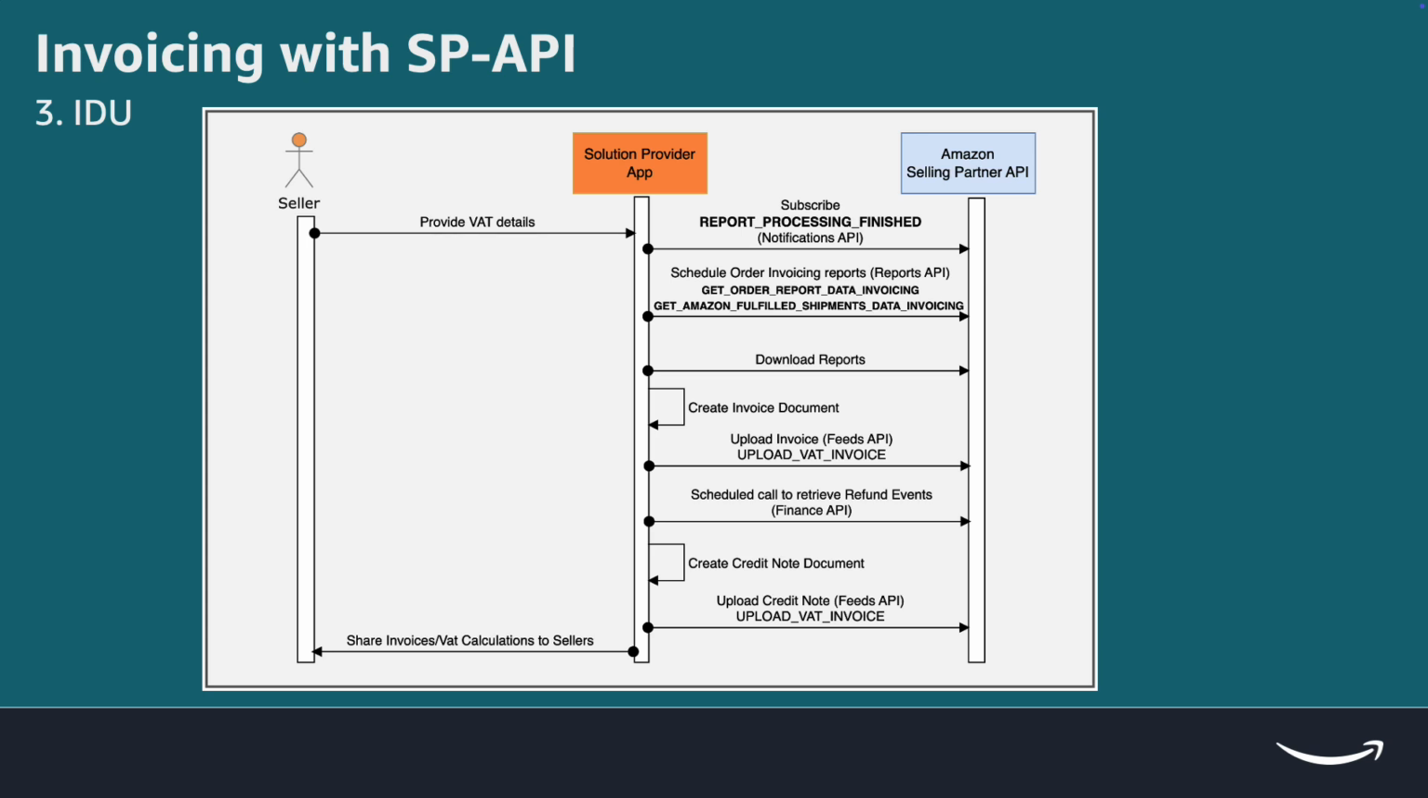The application requests or schedules the Get Order Report data invoicing for MFN and the Get Amazon Fulfilled Shipments data invoicing for FBA shipments. The reports are then downloaded and the Upload VAT Invoice feed type is used through the Feeds API to upload the invoice. For the credit note creation process, the Finance API V0 or the List Financial Events operation can be used to retrieve refund events. The credit note document is then uploaded to Amazon using the same feed type.